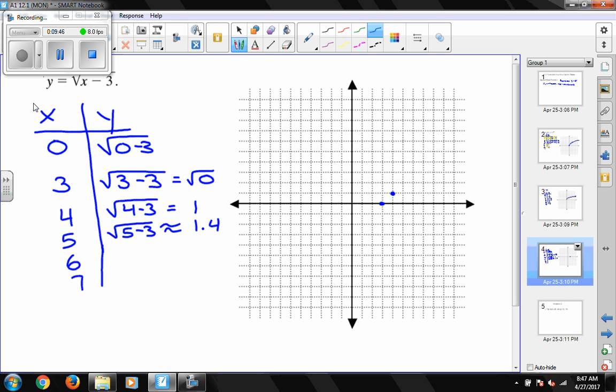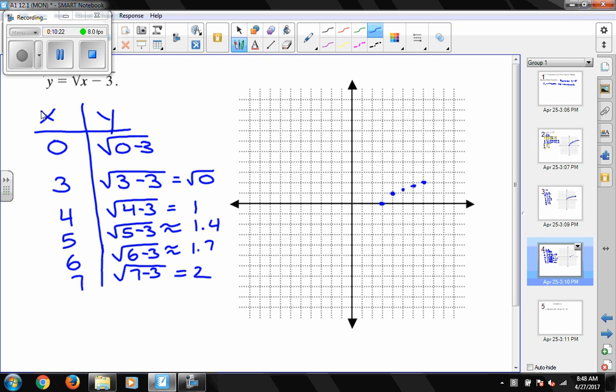So I go out to 5, and just below half, 6 will give me the square root of 6 minus 3, which is approximately 1.7. So I'm just above half there. And if I plug in 7, I get the square root of 7 minus 3, which is exactly 2, the square root of 4. And I put my point there.